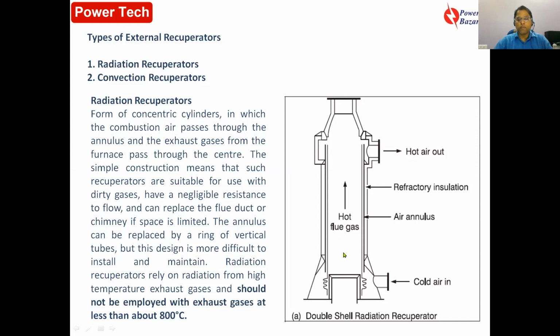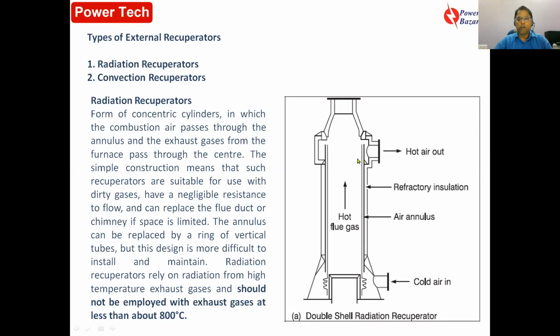This is a hollow pipe, and above this pipe, another pipe is there. So basically, there are two cylinders here. One is meant for the cold air to pass like this, and another one is for the hot flue gas to pass. So the hot gas comes like this, goes like this, and the cold air circulates in the annular portion and goes out. So the concentric cylinder through which combustion air passes is the annulus.